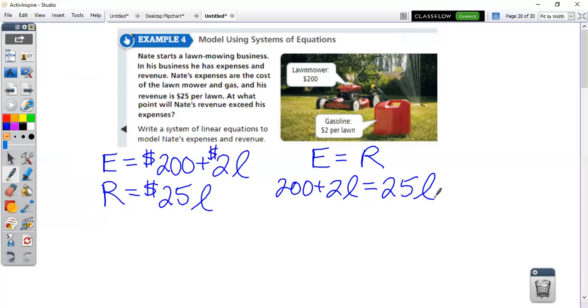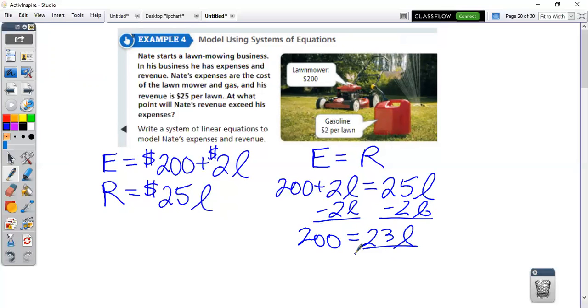What would I do to solve that? Subtract 2L from both sides. 200 equals 23L. Now what? Divide by 23. How many lawns do I have to mow? 9. Well, tell me what I get right here. 8 point what now? 8.695, blah, blah, blah.